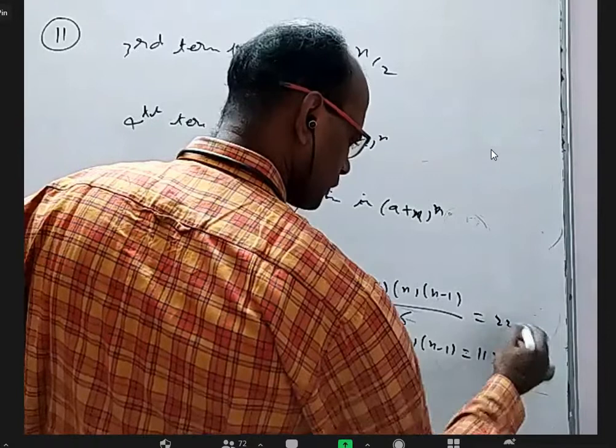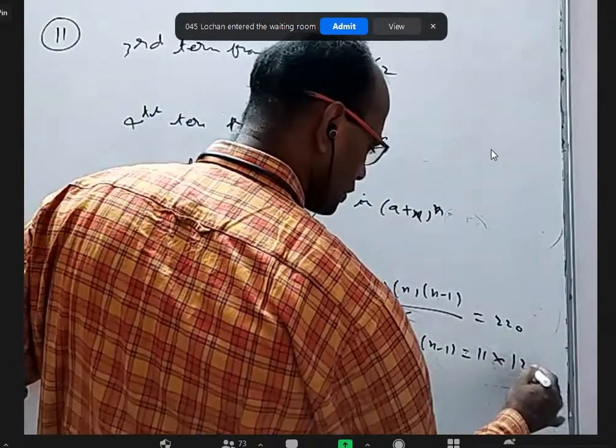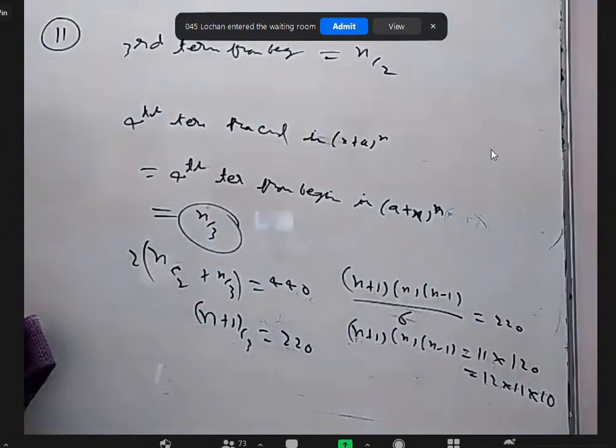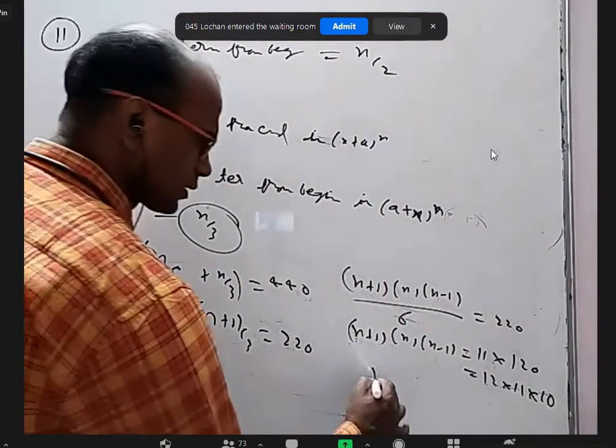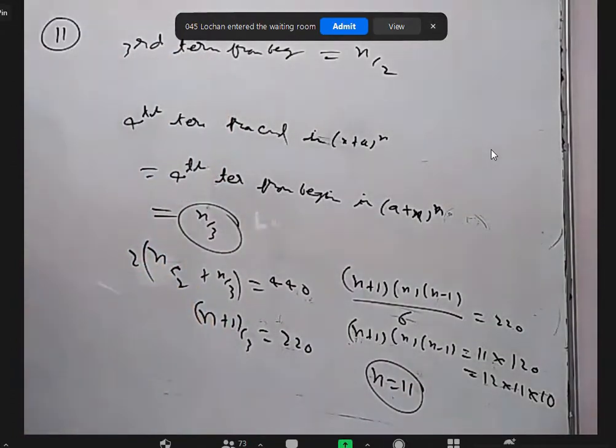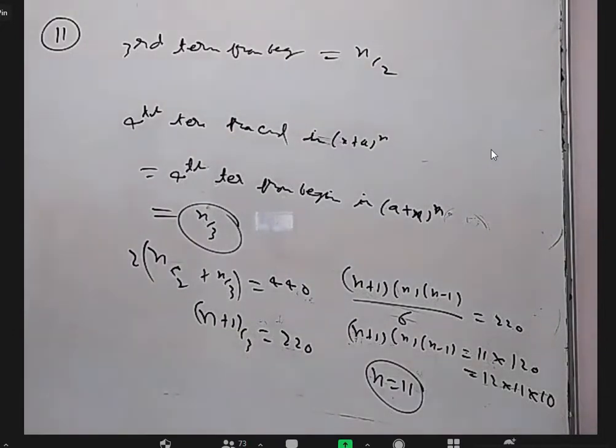This will be 220. Any question 11? Yeah, this will be 120, which you can easily write as 12 into 11 into 10. There are 3 consecutive numbers. We can easily say n is equal to 11. So they want third term from the beginning, fourth term from the beginning, third term from the end, fourth term from the end. Their sum should be 440. Okay, only binomial coefficient, not the full term.